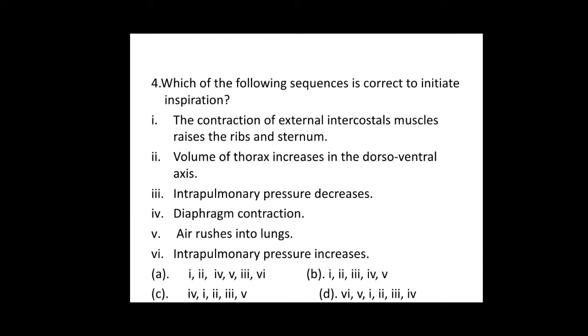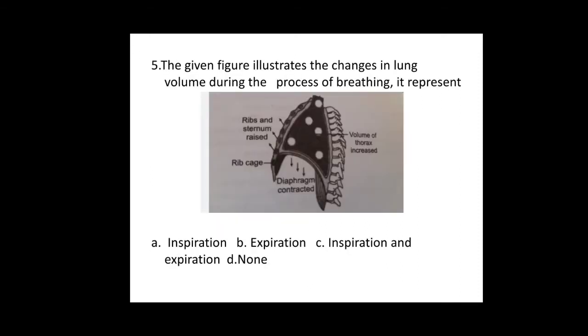First the diaphragm contracts, next the volume of the thorax increases in the dorsoventral axis. After that, contraction of external intercostal muscles raises the ribs and sternum. Then the intrapulmonary pressure decreases, air rushes to lungs. So these are the orders in the given options. These can be in the sequential order, so that is mentioned in option C. So for 4, option C is the correct answer.